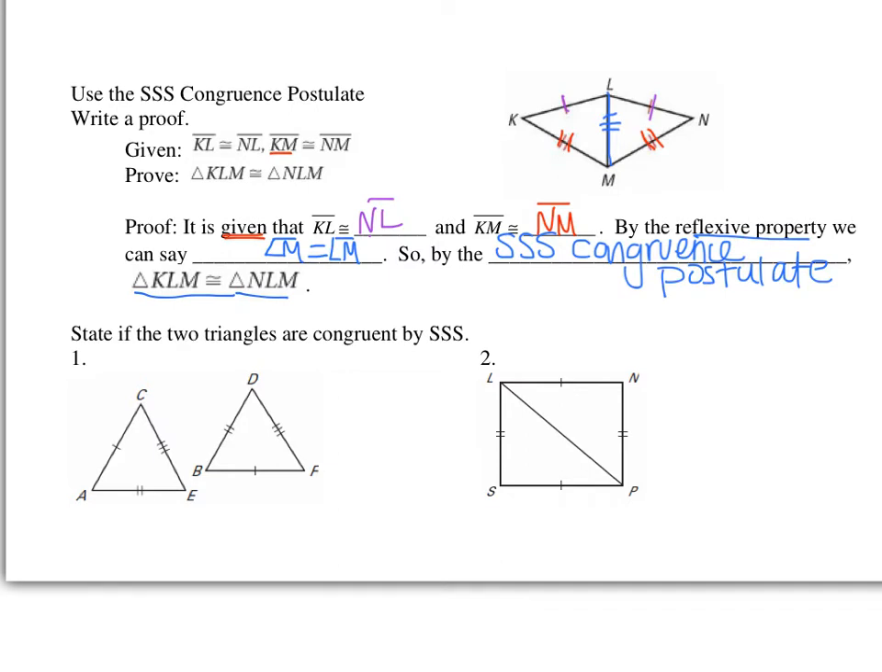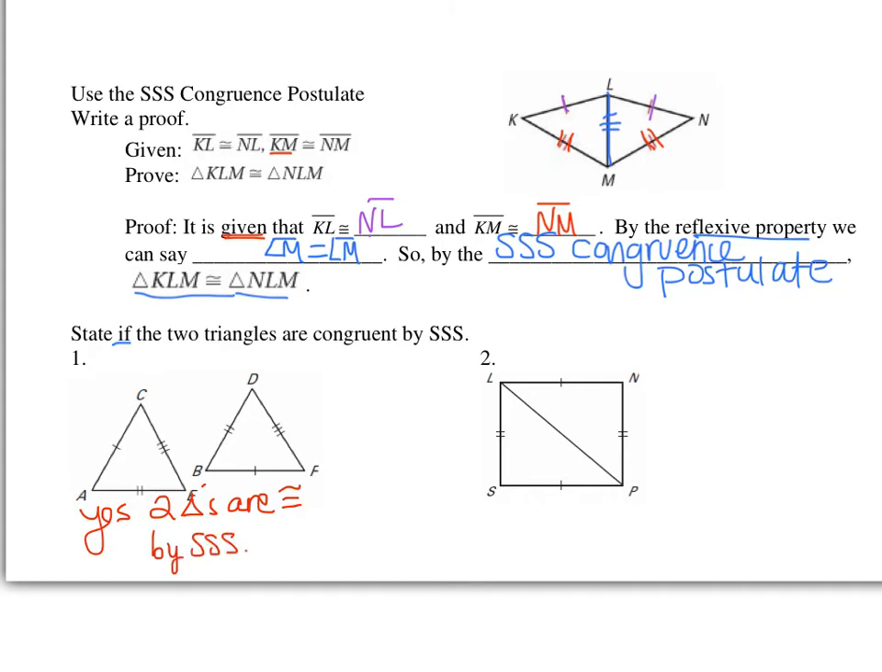So for the last 2 questions on this page, we have to state the 2 triangles are congruent by side, side, side. So we need to see if it's even possible. So in this first one, we can see that we have 2 sides that are matched up together. AE is congruent to BD. CE is congruent to DF. So we do see that all 3 sides are congruent. So we can say yes, the 2 triangles are congruent by side, side, side.